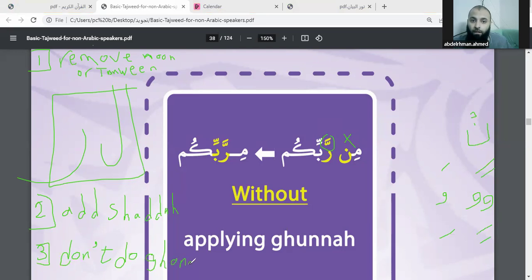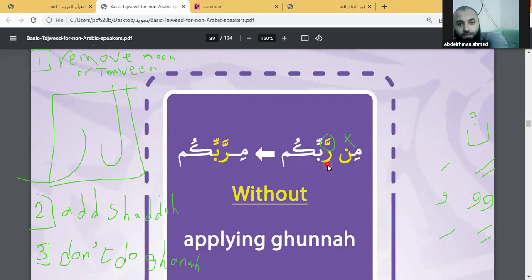Why? Because this is merging without ghunnah. With ra and lam, we don't do any ghunnah. So how can we do this? Remove the noon, add shadda, no ghunnah. Mir rabbikum. Like this. We moved from mim to ra. We removed the noon. We merged the noon into the next letter. And should I do ghunnah? No, with ra and lam, we don't do ghunnah.